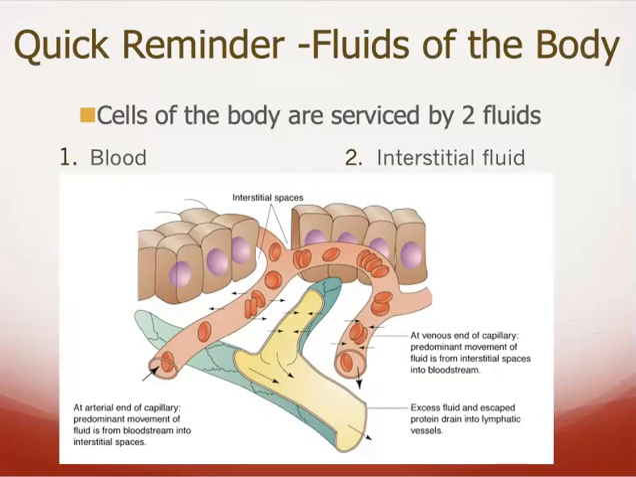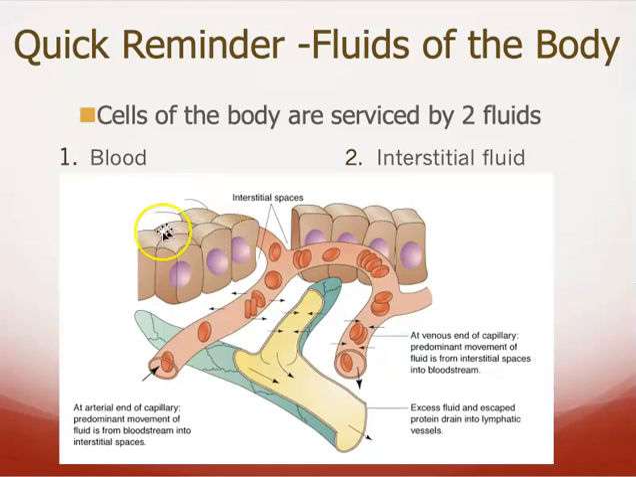Okay, so this is just a quick reminder of the fluids of the body. Remember, every cell of the body is going to have to get nutrients, minerals, oxygen, and give off waste products and carbon dioxide. So there has to be gas exchange as well as nutrient exchange. The way we do that is via the bloodstream and interstitial fluid.